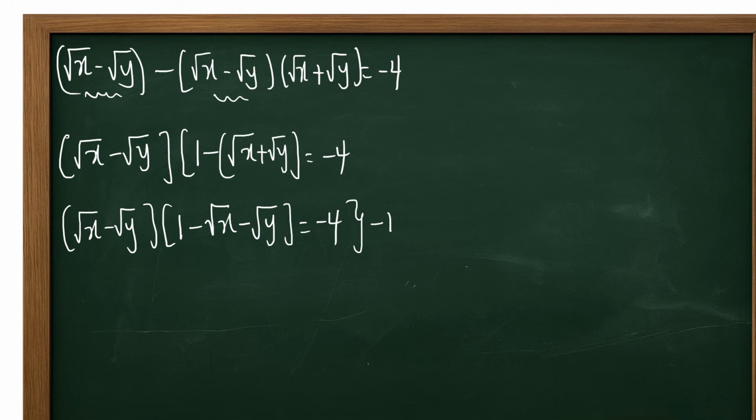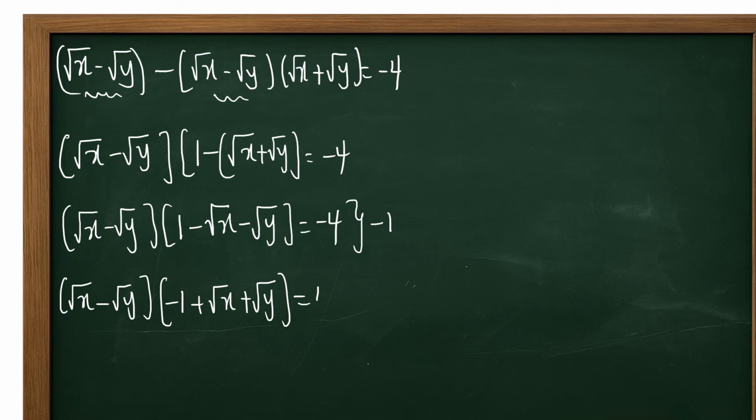So on both sides, we're going to multiply by negative 1. On the left-hand side, we're going to have the square root of x minus the square root of y, and here you're going to have negative 1 plus the square root of x plus the square root of y. On the right-hand side, we can have 4. Now, to do this, we have three cases. Case number 1: 4 can be expressed as 1 times 4. It can be expressed as 4 times 1. And it can also be expressed as 2 times 2. Now, let's consider these three cases.